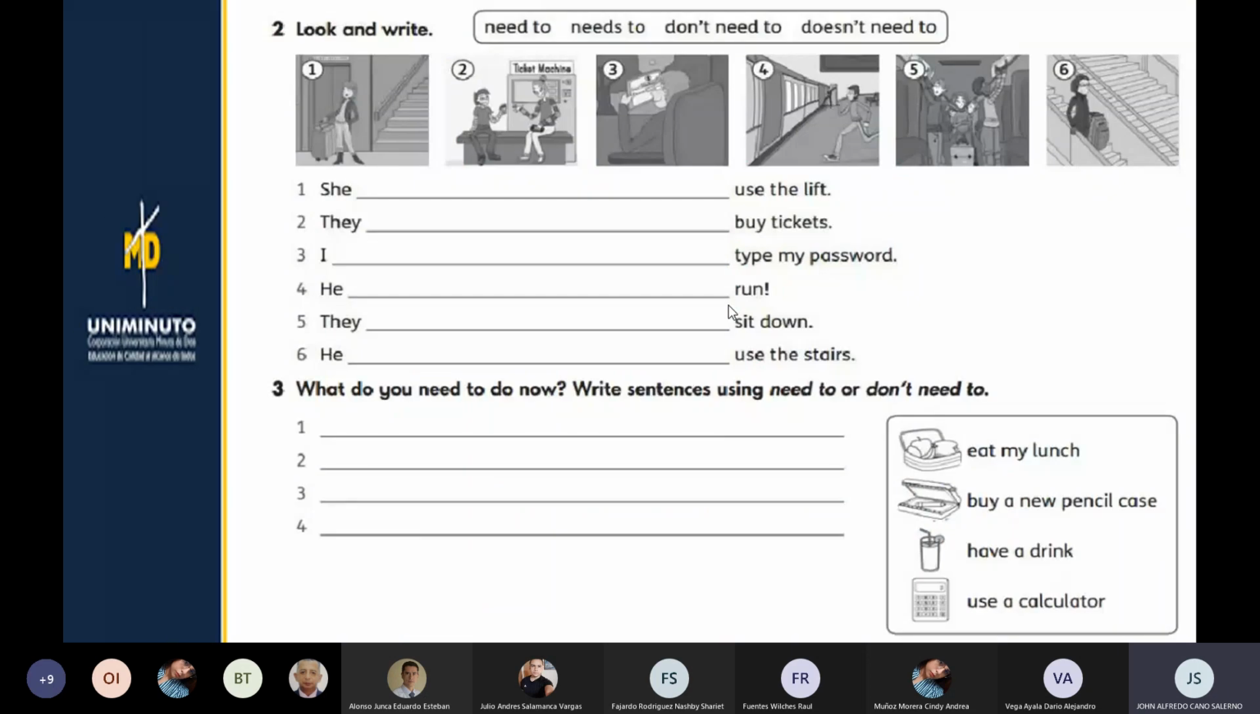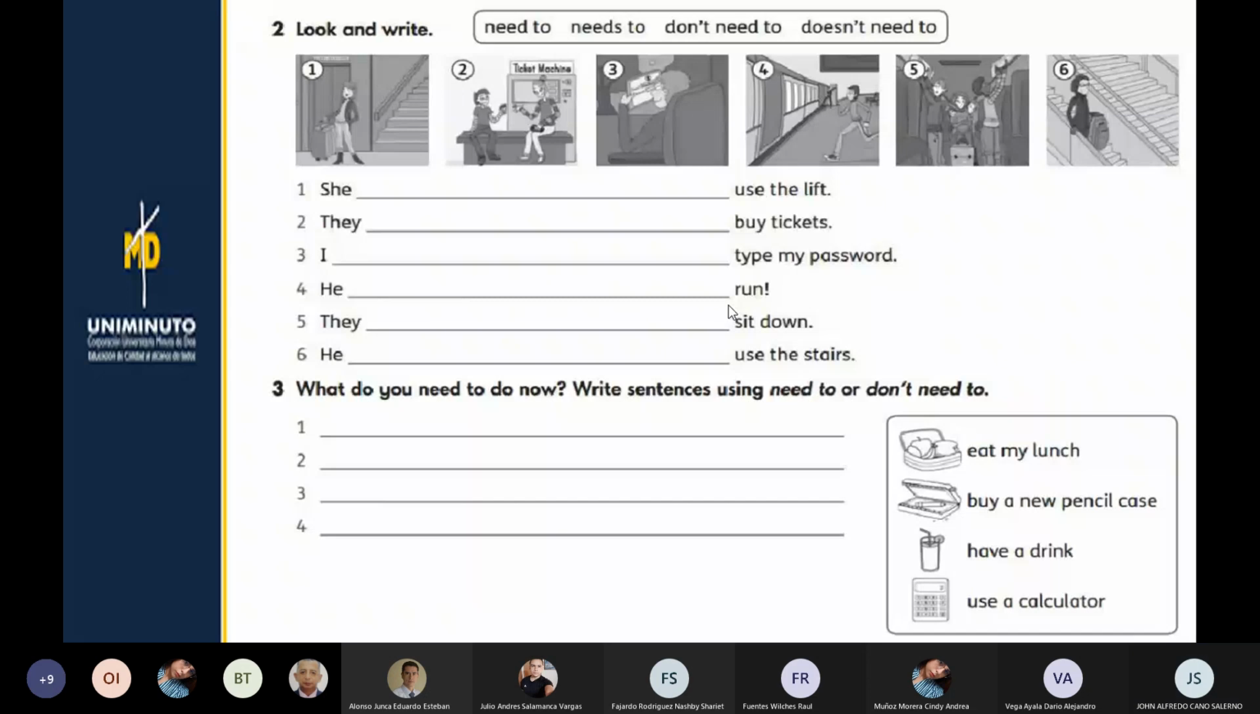So this is the exercise. This is example number 2. Look and write. The options are need to, needs to, don't need to, or doesn't need to. You are going to complete the sentences and write the answers in our chat because I'm going to check the evidence, right?